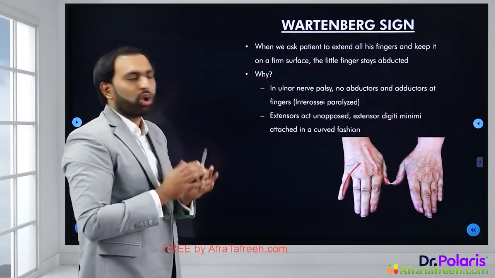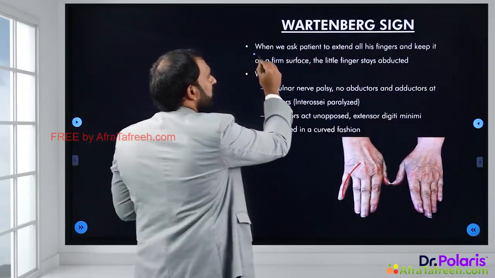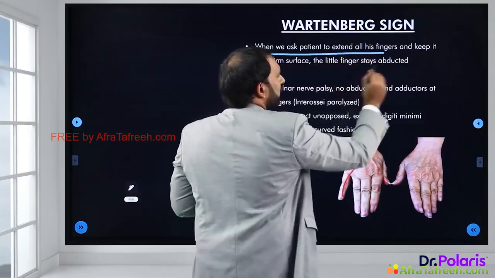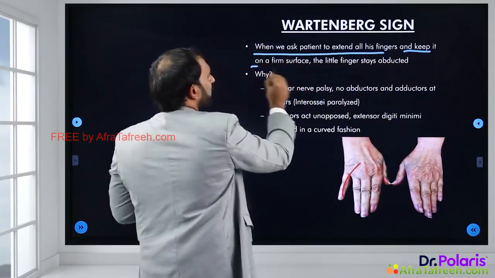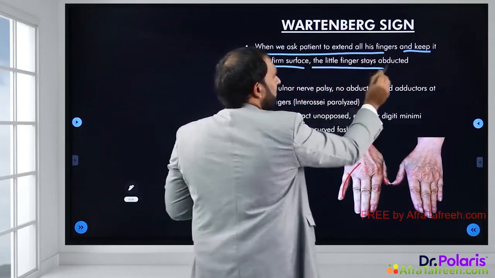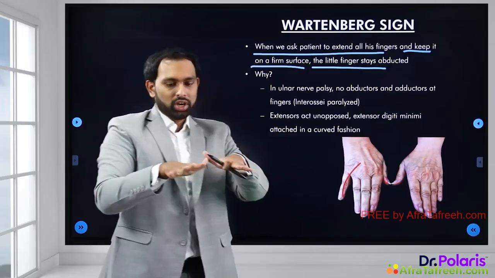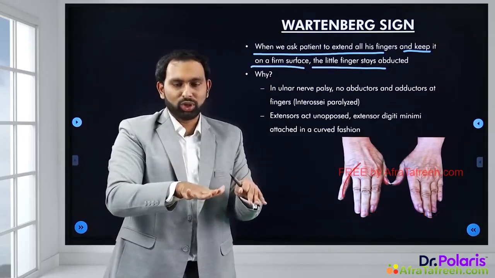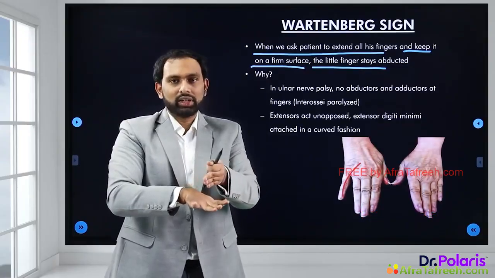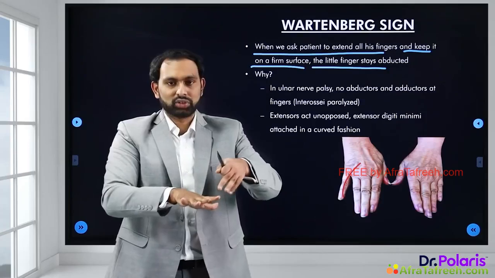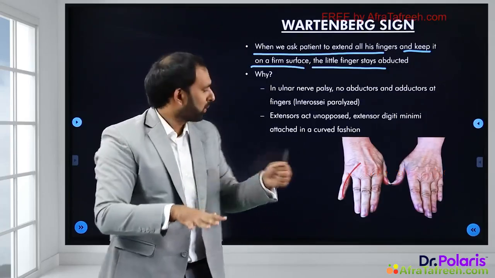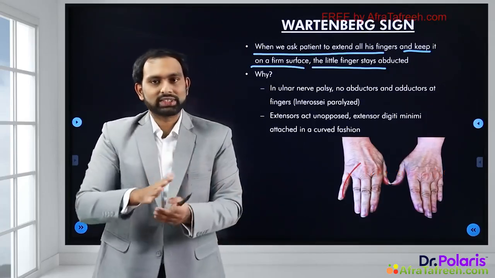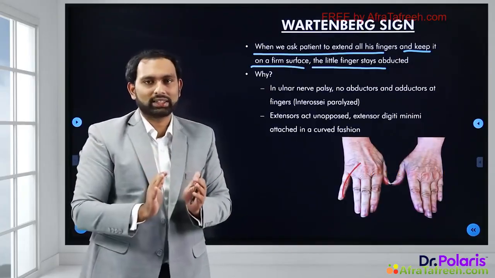The next is the Wartenberg sign. So when we ask the patient to extend all his fingers and keep them on a firm surface, the little finger stays abducted. So you ask the patient to keep all his fingers extended on a surface. When you do that, you will notice that the little finger is abducted away from the rest of the fingers. So the rest of the fingers are normal, but the little finger of the affected side is abducted. So why is that?